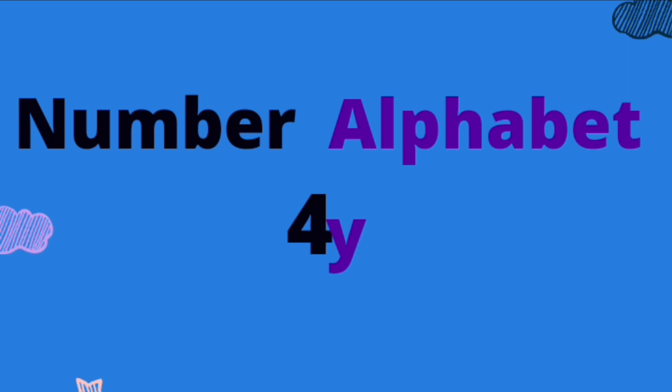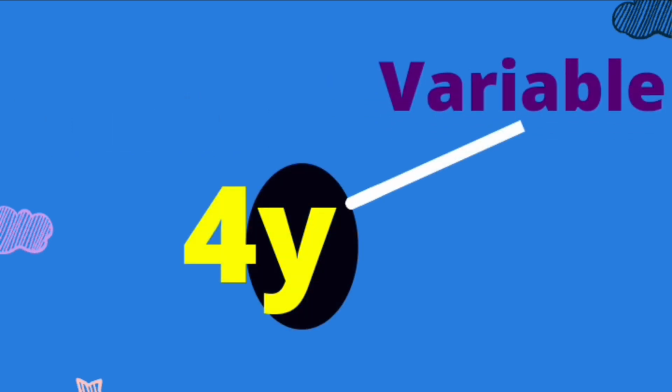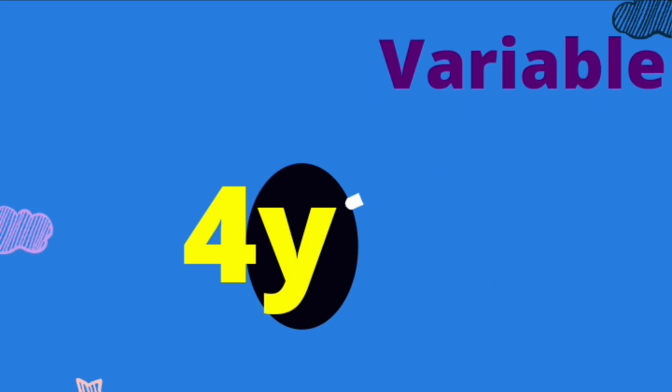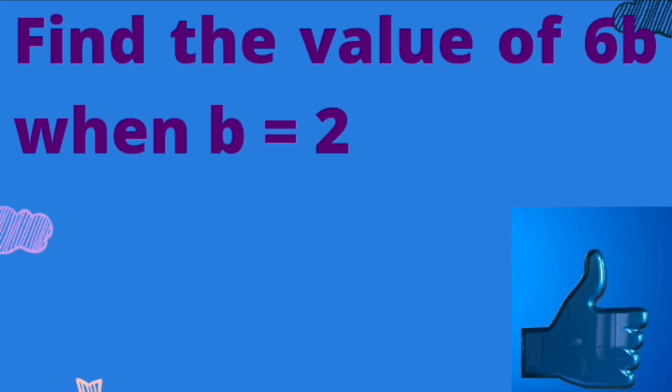A combination of two or more algebraic terms is what results in an algebraic expression. The alphabet in an algebraic term is called a variable. It's a variable because it's usually unknown. Do you know that we can find the value of an algebraic term if we know the values of the variables? For example, find the value of 6b when b is equal to 2.